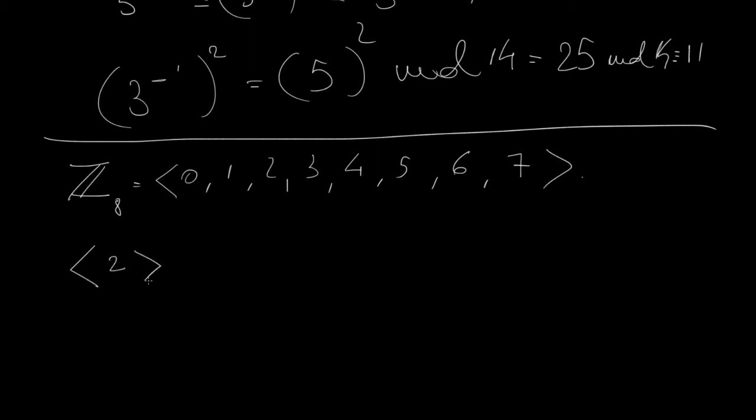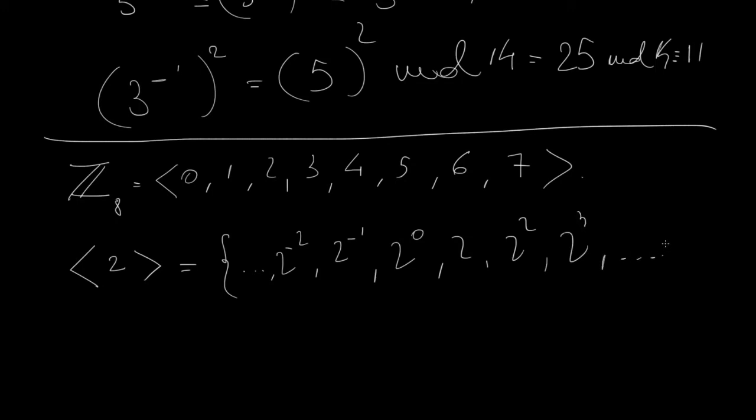Let's analyze this term. Let's write it down here: it is the set of all the integer powers of 2, which is 2 to the negative 2, 2 inverse, 2 to the power 0, 2, 2 squared, 2 cubed, and so on. However, let's pay attention: we are equipped with addition. We have addition modulo 8.